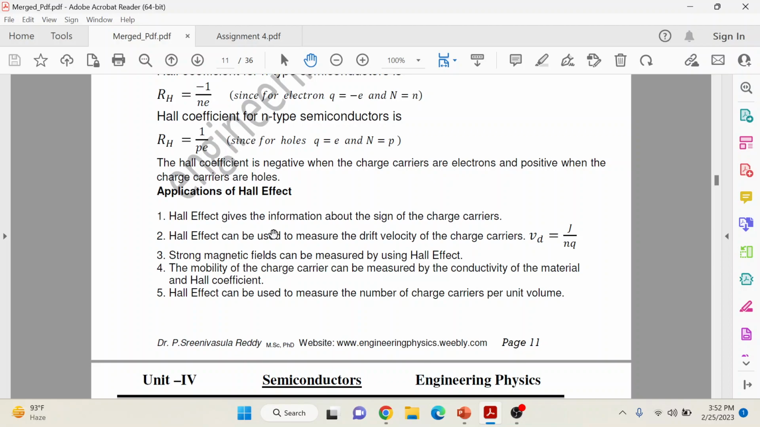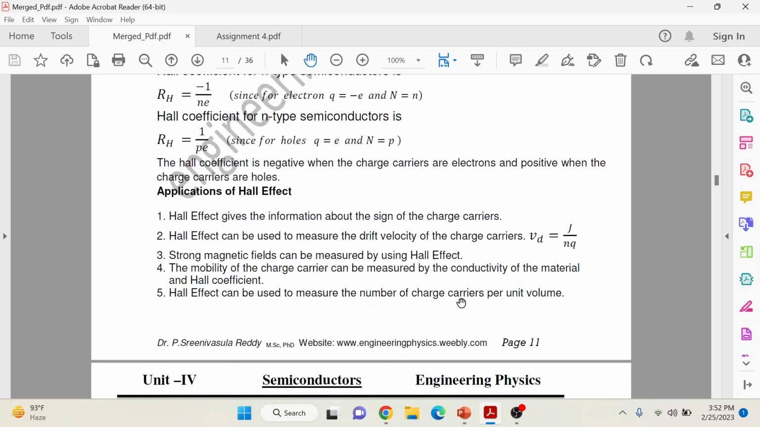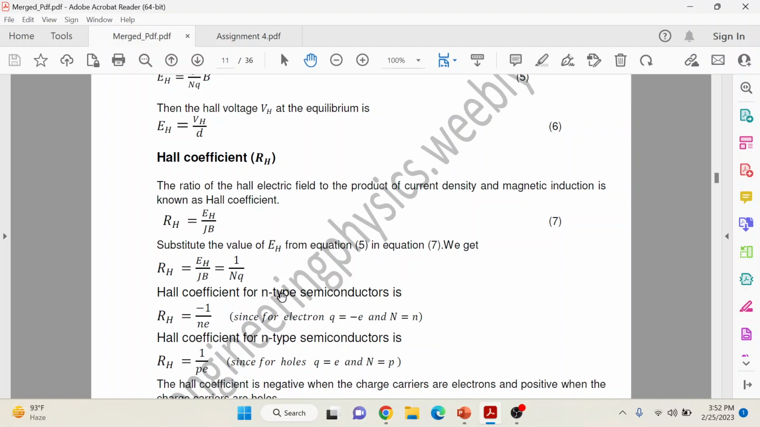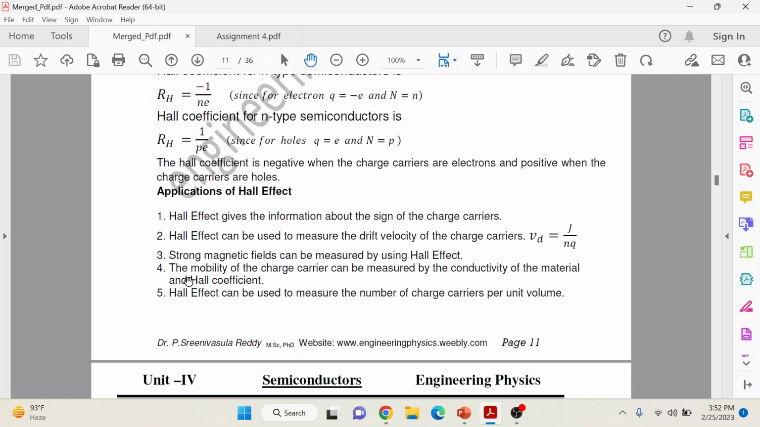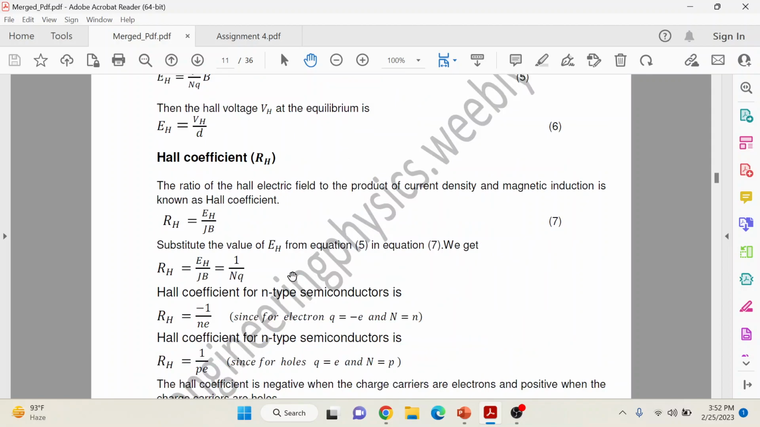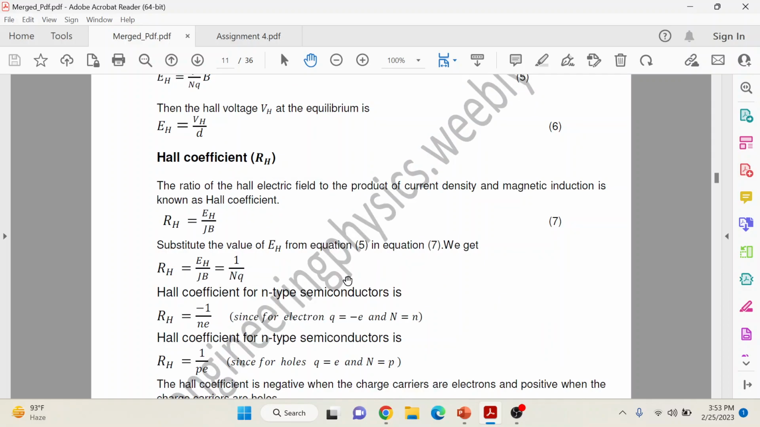So now the applications. Yes, the Hall effect gives the information about the sign of the charge carriers. We can see here, that is right. The Hall effect can be used to measure a drift velocity of the charge carrier, Vd equals J over Nq. Yes, it is also right. I think we have calculated it. And strong magnetic field can be measured by using Hall effect. Yes, definitely, because it is a result of B. When we are applying the magnetic field in the xy plane, then only this electric field is developed, and then there is a concept of drift velocity and electric field.